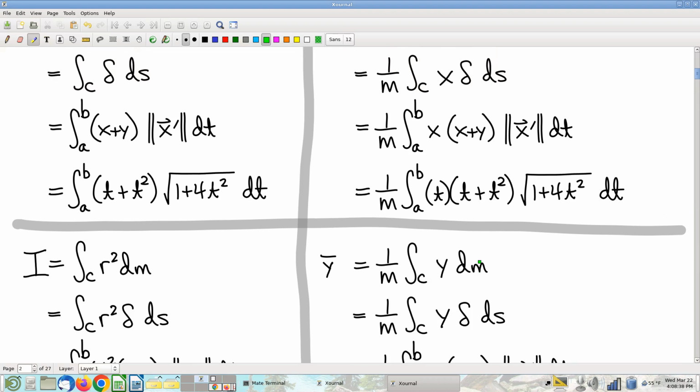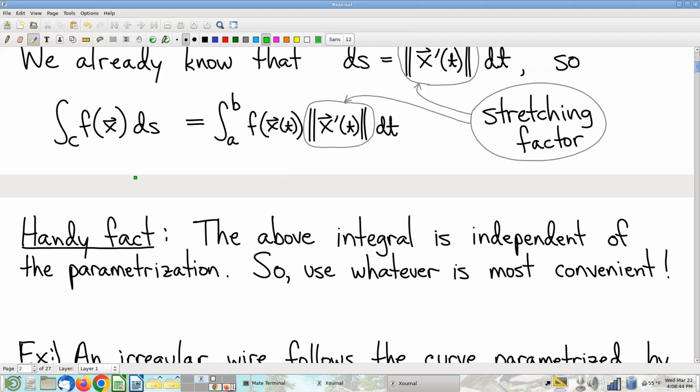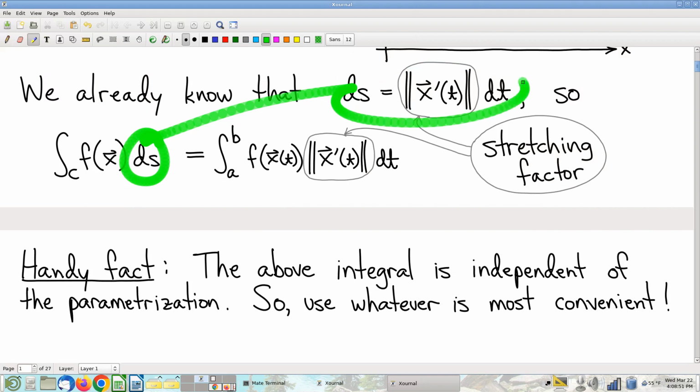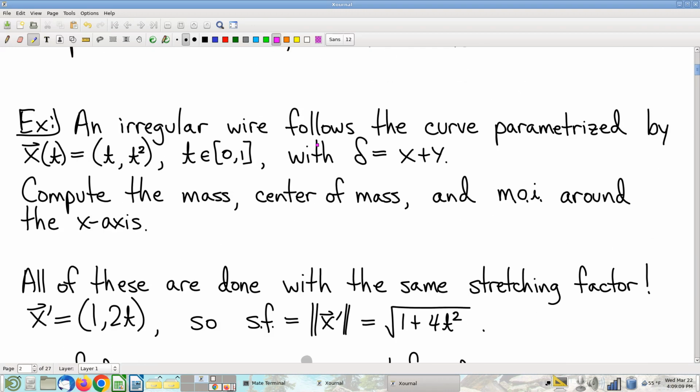All right, now, in order to proceed on this, I'm going to need to rewrite ds. Here's how we do it. We talked about this up here. ds is this business right here. I'm going to need, therefore, to compute my stretching factor. My stretching factor is speed. Let's go ahead and get that done. Let's compute that speed. Okay, here we go. Well, there's our parameterization. Derivative gives me velocity.